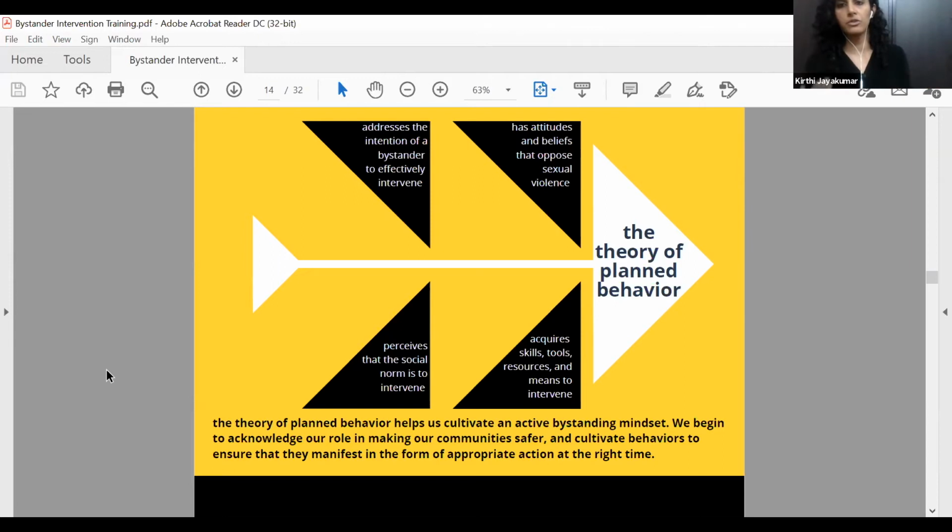You cultivate attitudes and beliefs that oppose sexual and gender-based violence. You know that it's simply not acceptable, and you know that it starts from a place where it's non-consensual. So when you cultivate the normalization of nonviolence, where you acknowledge the fact that gender-based and sexual violence are not okay, you begin to shift towards observing behaviors that align with acceptable thresholds, and non-acceptable thresholds then set off alarms in your mind. You also begin to perceive that the social norm is to intervene. Like we talked about earlier, it isn't about somebody else getting into the situation.